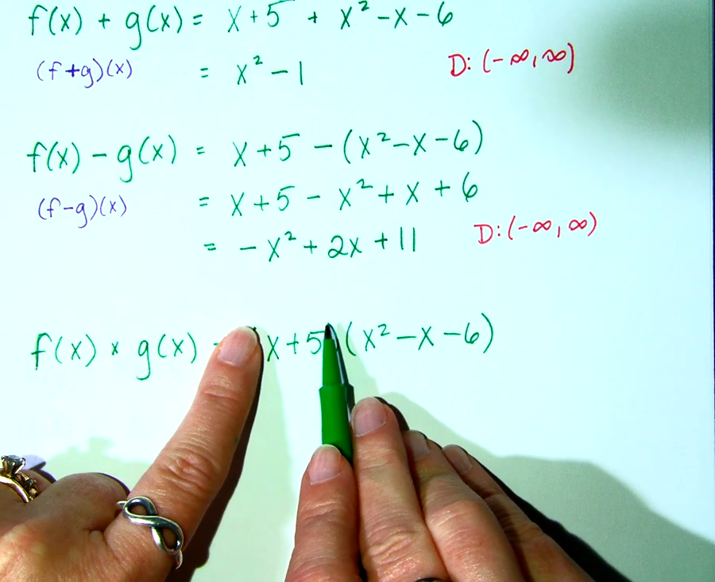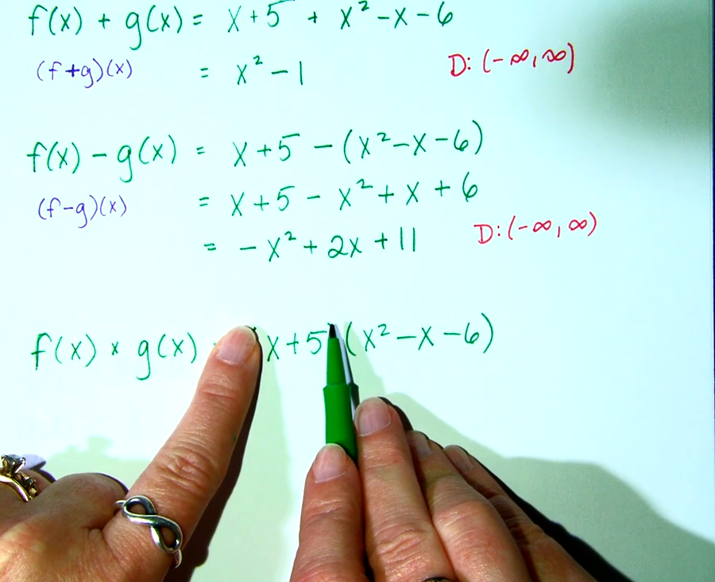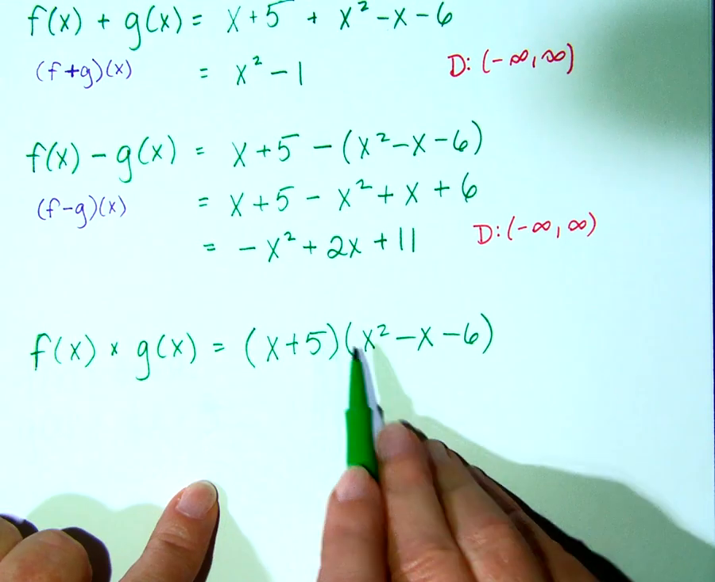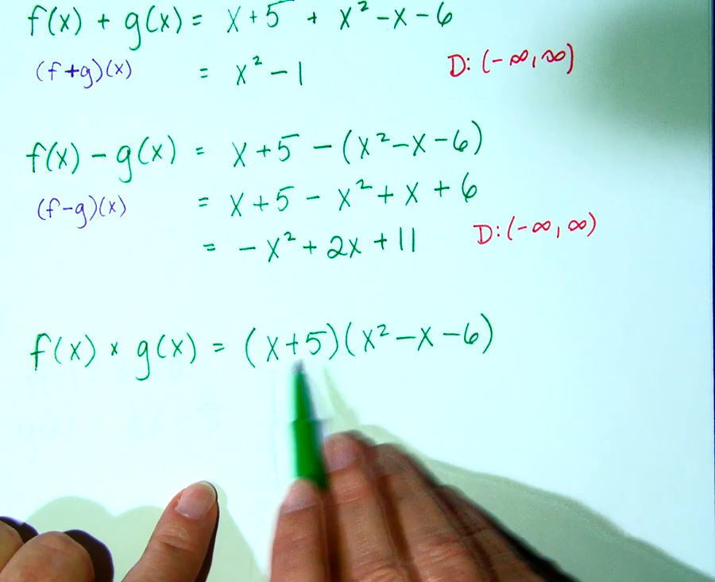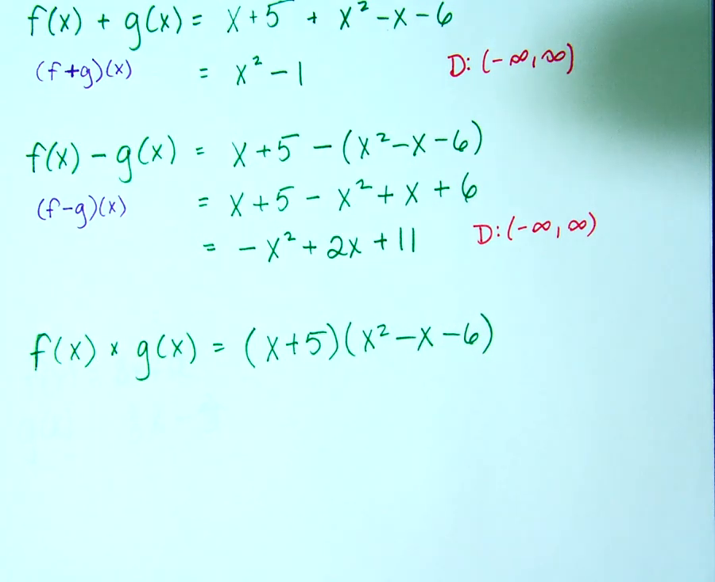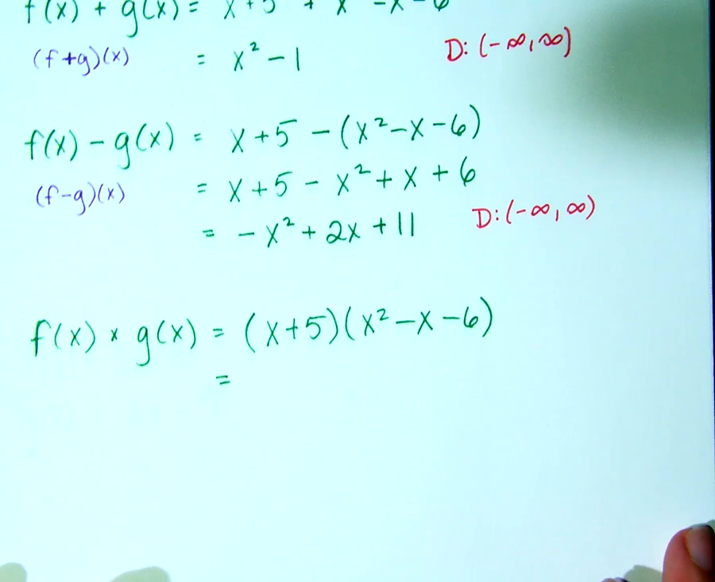What if there wasn't any parentheses? What would it imply? Yeah, that only the 5 was multiplying, right? But it's the whole thing. It's all of f times all of g, right? So how do I solve this problem?